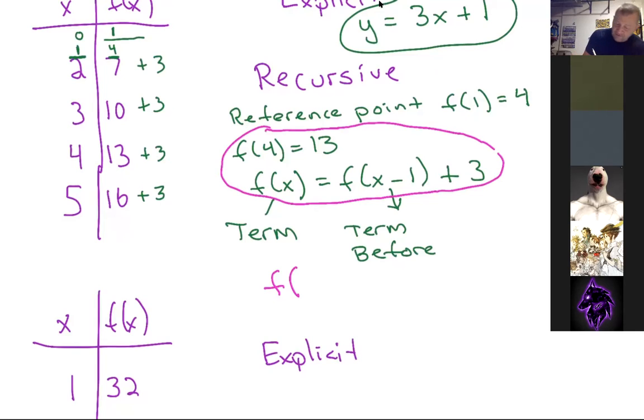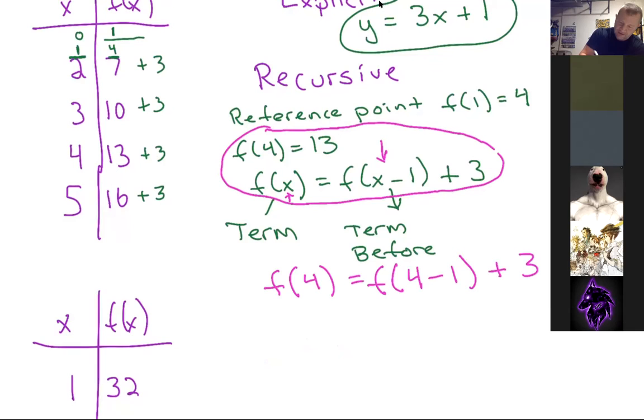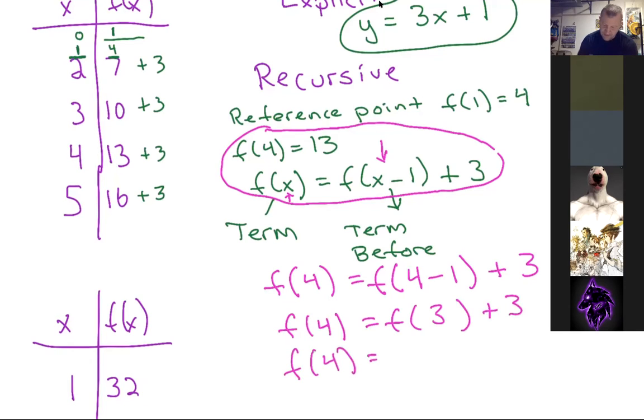All right. So if I wanted f of 4, okay, so I'm putting 4 in for x. That means I would take f of 4 minus 1. That's the x minus 1 right here. Okay. Plus 3. So f of 4 is equal to f of, what's 4 minus 1? It's 3 plus 3. And then f of 4 is equal to, okay, what's f of 3?